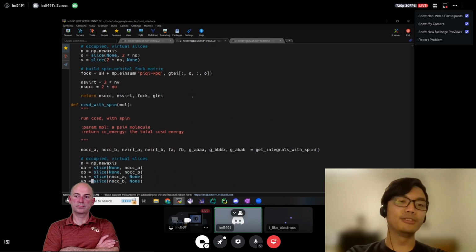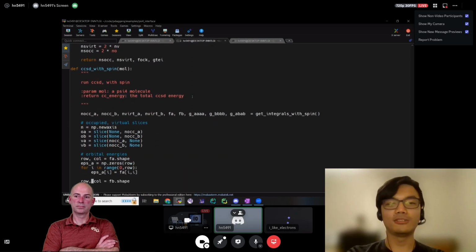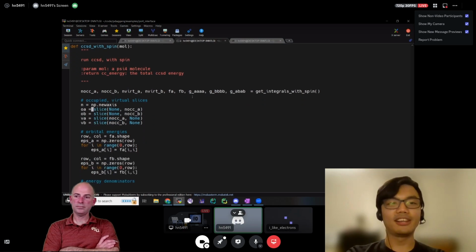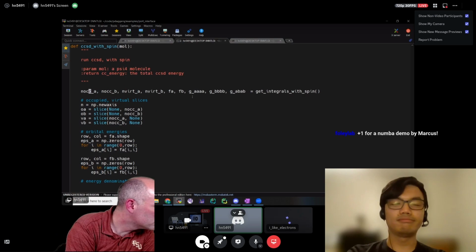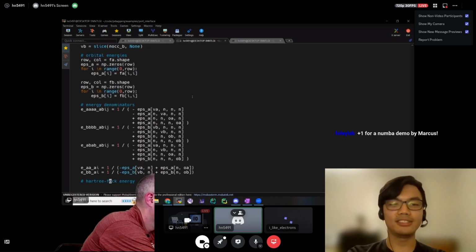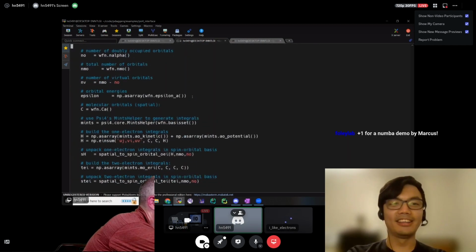In fact, if you go down a little bit, the infrastructure already exists with the spin traced or spin integrated code, where now you can see we have slices and basically numbers of alpha and beta electrons treated separately. So we are basically just going to build that infrastructure and plug it here.